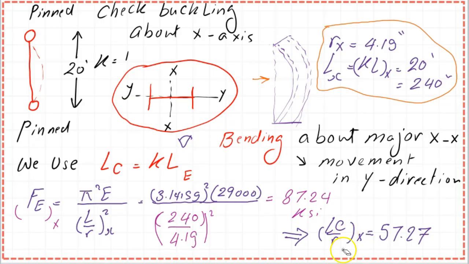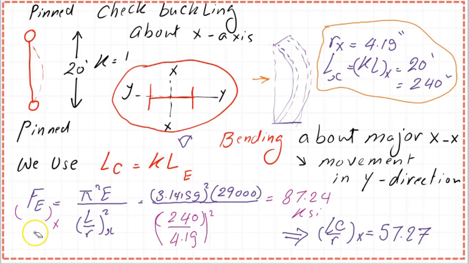L sub C over R is 240 over 4.19. It will give us 57.27. For the second option of solution, the author has determined the load in the X and the Y directions, and then he selected the smaller load and compared it with the load due to yielding.